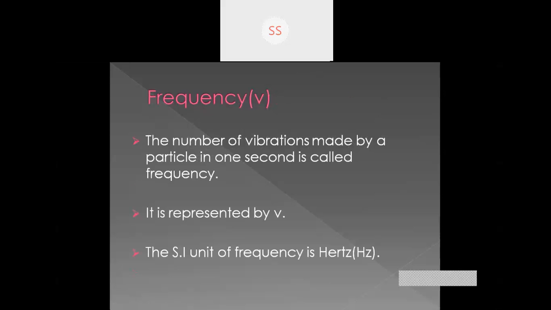Next is frequency. Frequency is denoted by this symbol. This symbol looks like V, but this is not V. This symbol is called nu. I have already told you that the total number of vibrations by a particle of the medium in 1 second is called frequency.